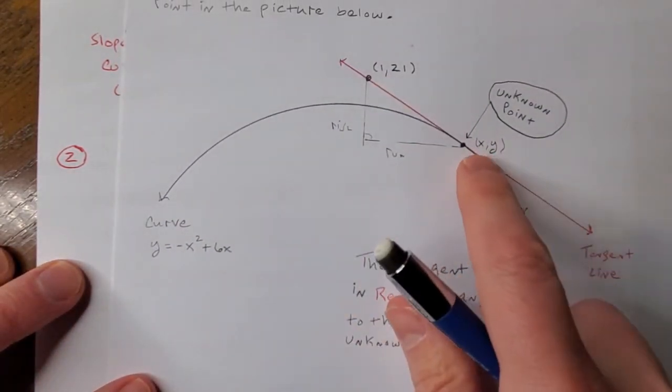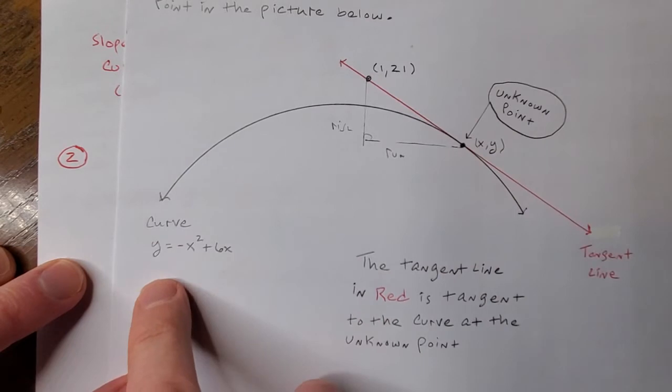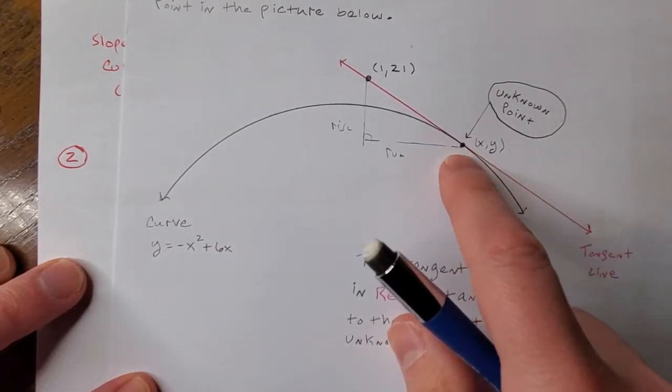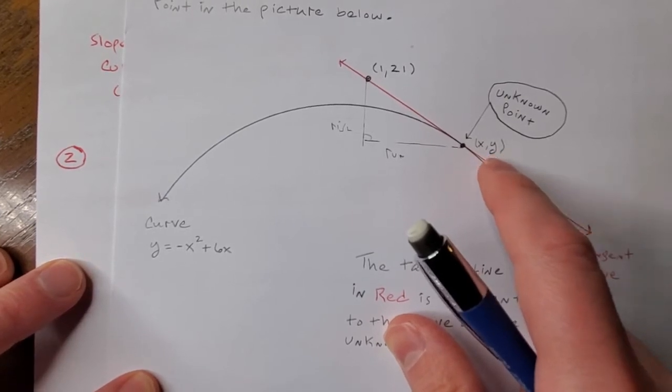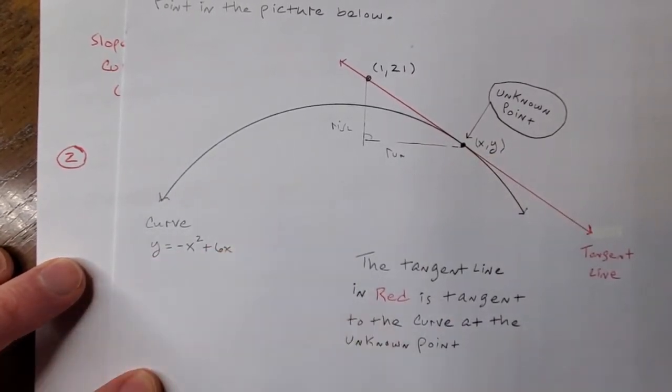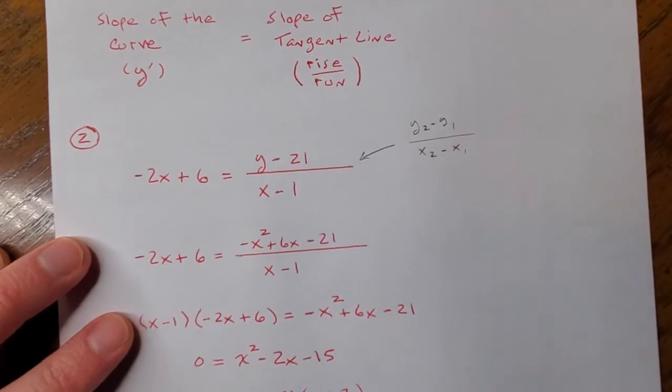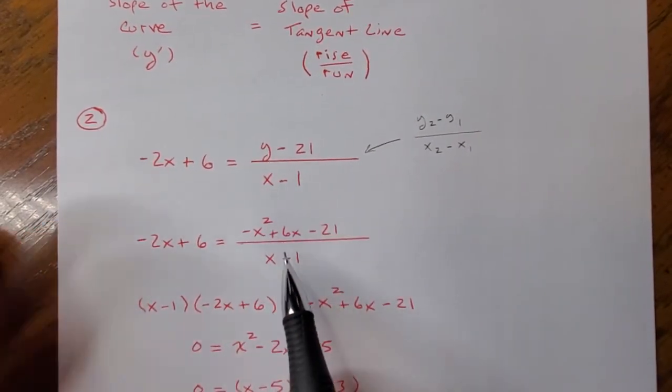You know, that point right there, it is on the curve, isn't it? Right? See, I drew it. It's on the curve. It's right there. So what is y on the curve? Well, on the curve, y is negative x squared plus 6x. So notice in my next step, I just substitute for y, negative x squared plus 6x.